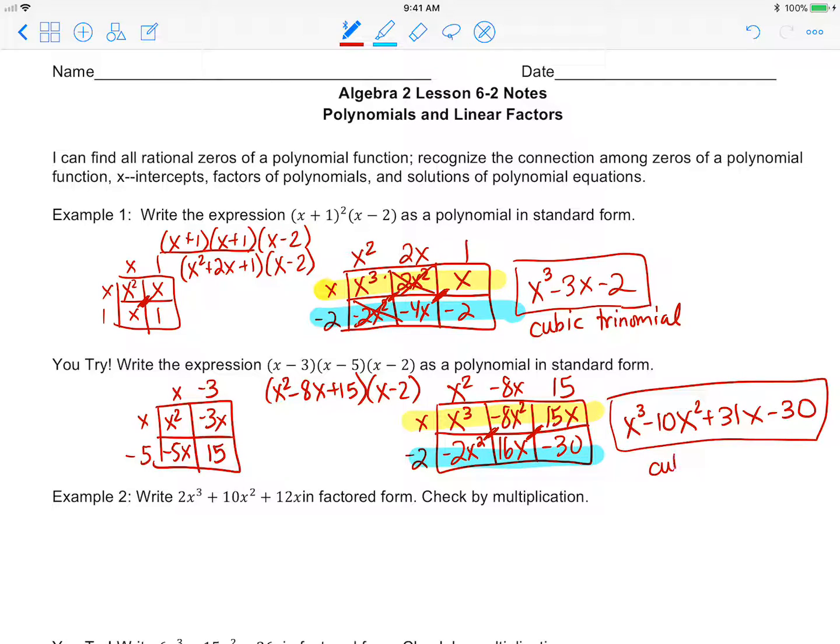This is cubic. Highest degree is 3, and it is a polynomial. It has 4 or more terms. Okay.